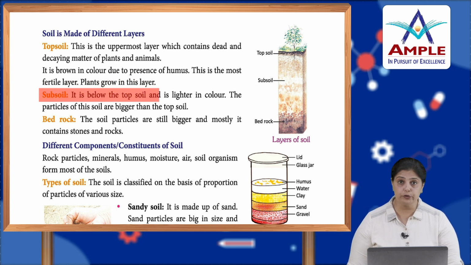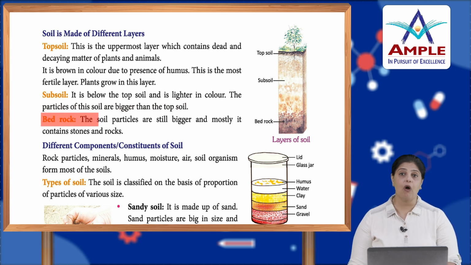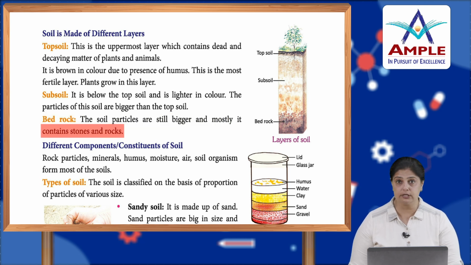Subsoil is below the topsoil and it is lighter in color. The particles of this soil are bigger as compared to the topsoil. Then comes the bedrock. The soil particles are still bigger and mostly it contains stones and rocks.